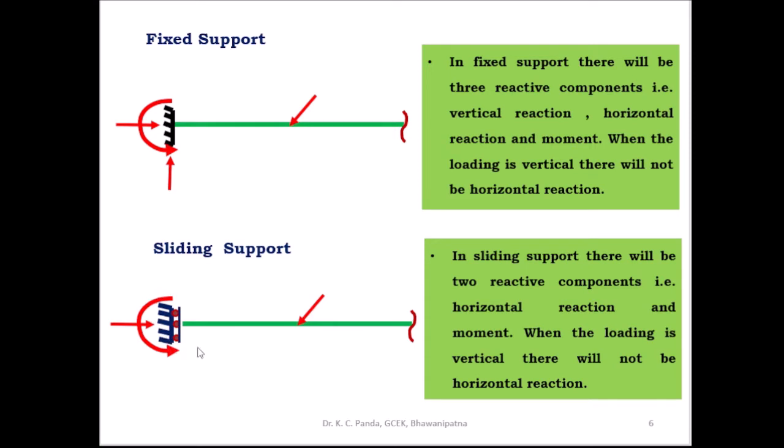This is the sliding support. In sliding support, when the load is acting in the inclined direction, there are two reaction components, one horizontal and one moment. But when the load is in the vertical direction, there is no horizontal reaction, only the moment is acting when the load is acting in the vertical direction.